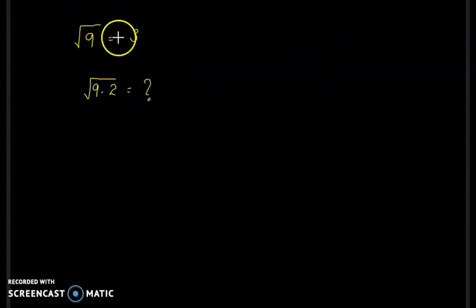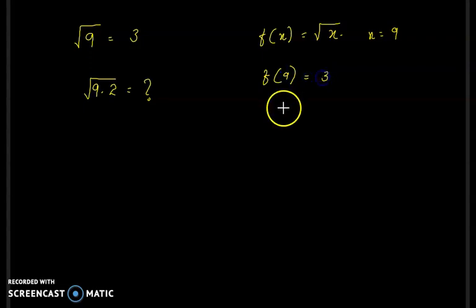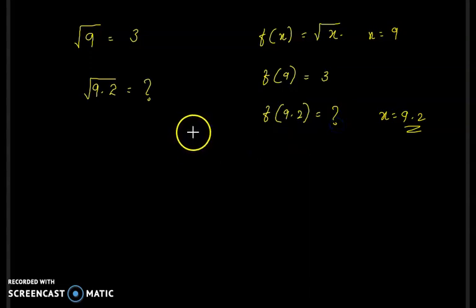Let us take the function f of x as the square root of x. Here x is 9, so we know that f of 9 is 3. Similarly, if x equals 9.2, what is the answer? So f of 9.2, we don't know. Now I am going to plot the variation of the square root function over x.